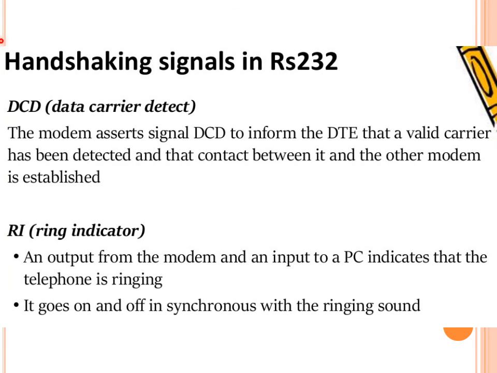Next is DCD, data carrier detect. The modem asserts the DCD signal to inform the DTE that a carrier has been detected, that contact between it and the other modem is established. In this way the connection is established between transmitter and receiver. Then RI, ring indicator, is an output from the modem and an input to a PC that indicates a telephone is ringing. So some tone will be generated, whether transmitted or received between the modem and the PC. It goes on and off in synchronization with the ringing sound, which indicates data has been transmitted or received.